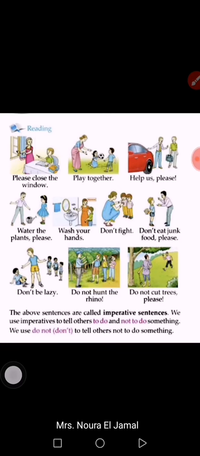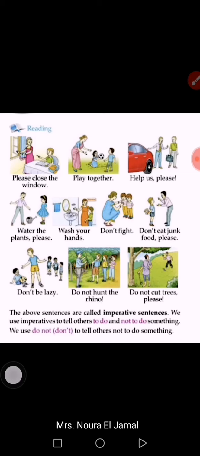The above sentences are called imperative sentences. We use imperatives to tell others to do or not to do something. We use do not or don't to tell others not to do something. So now we understand the meaning of imperative. It means that when we want to ask people to do something, we use the imperative verb, or we start our sentence with a verb in the base form.